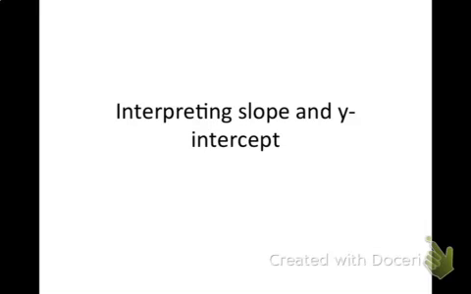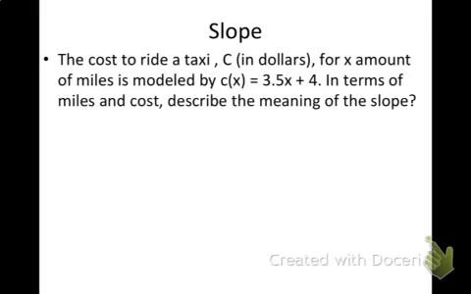This video is going to show you how to interpret slope and y-intercept. For our first problem, the cost to ride a taxi, C in dollars, for x miles is modeled by C of x is equal to 3.5x plus 4. In terms of miles and cost, describe the meaning of the slope.